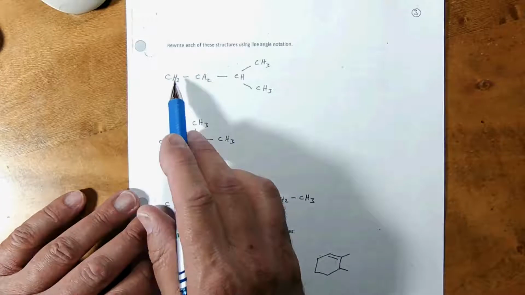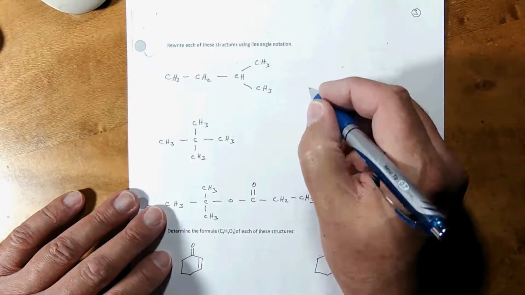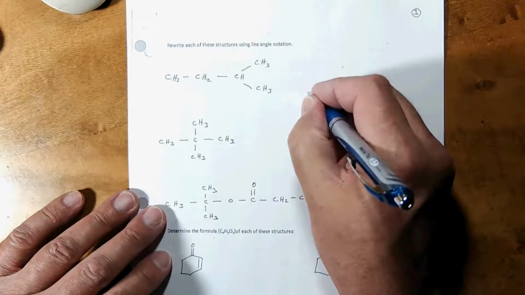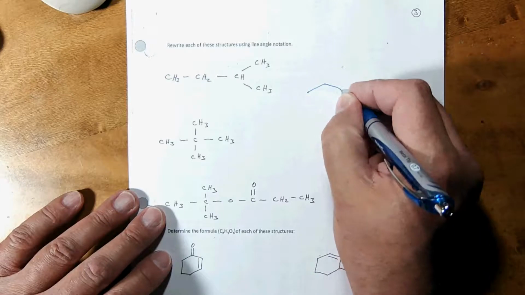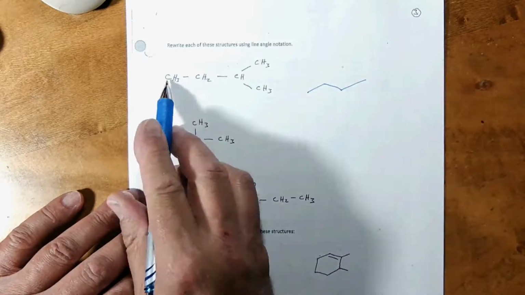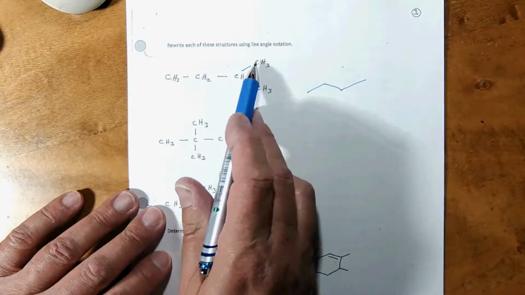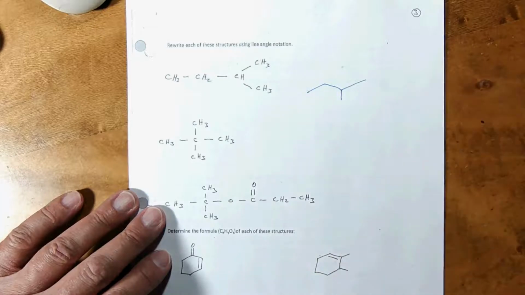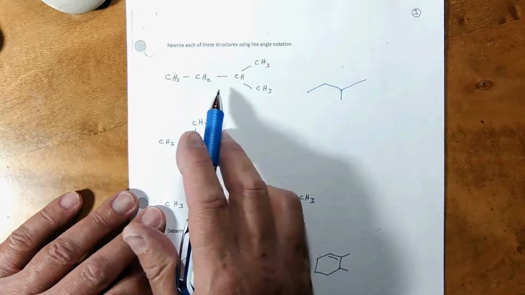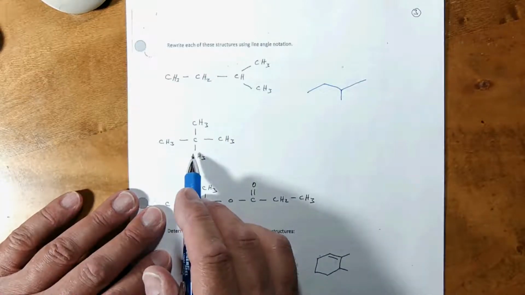But for this one here, you have 1, 2, 3, 4 carbons in a row, so you put your pen down. As soon as my pen touches that paper, that's a carbon atom. That's 1, 2, 3, 4 carbons in a row. But wait, there's this thing. Oh, that would be CH3. So that would be the line angle notation of this.